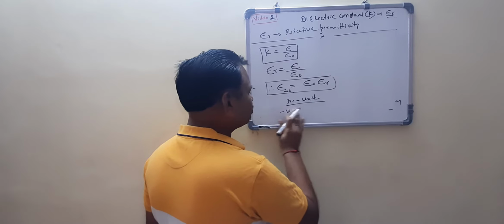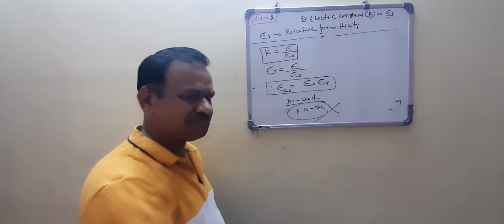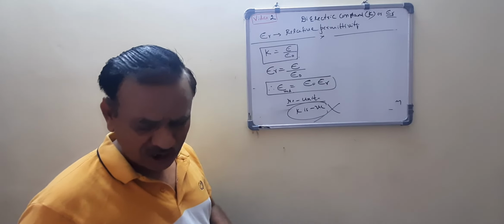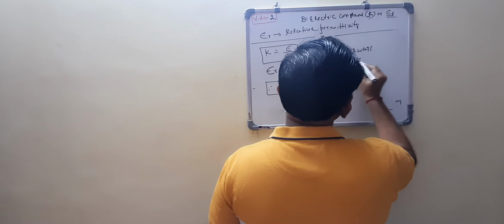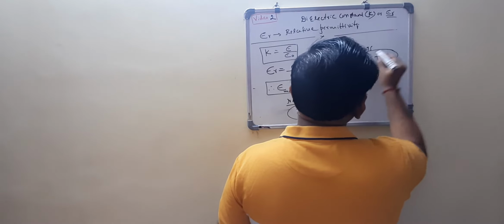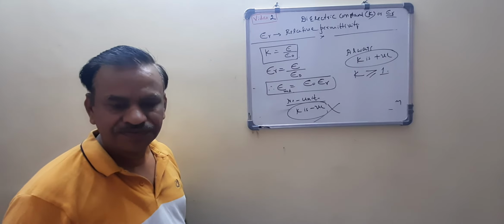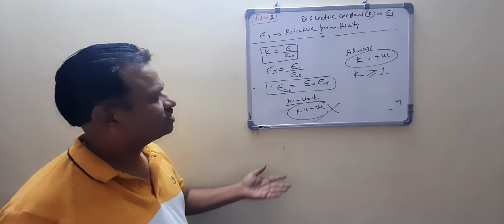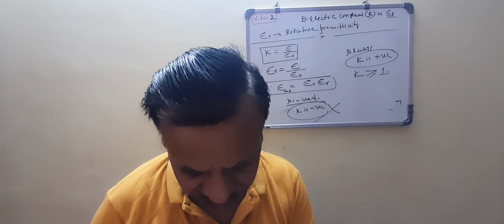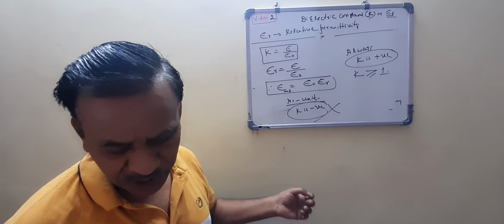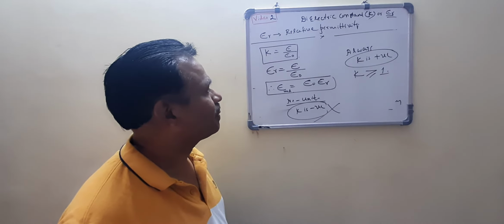And a negative value is not possible. K negative is not possible. For all materials, K is always positive, and K is greater than or equal to 1 only. As standard values: for water, it comes around 78 to 80, its value lies between those. For air, it is 1.006. For paper, it is 3.5. For glass, it is 4 to 10 and so on. Next.